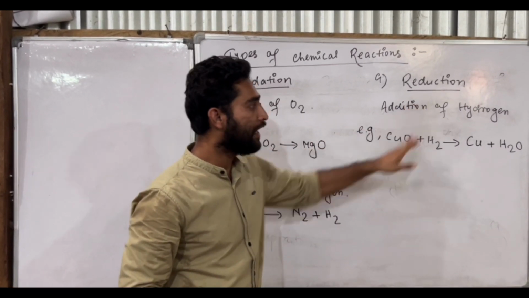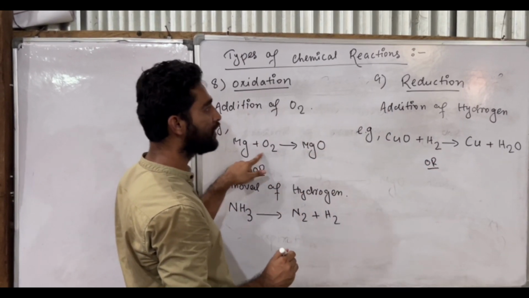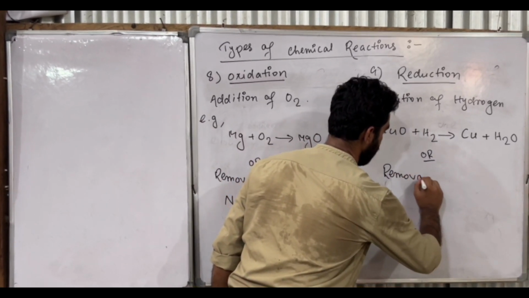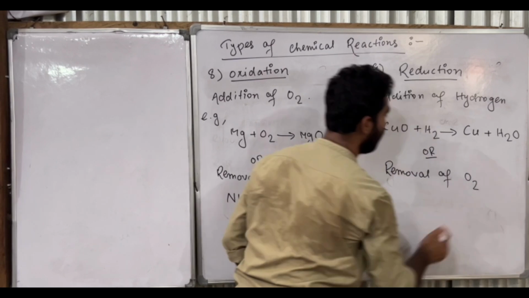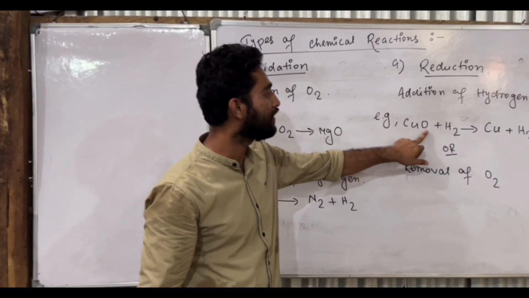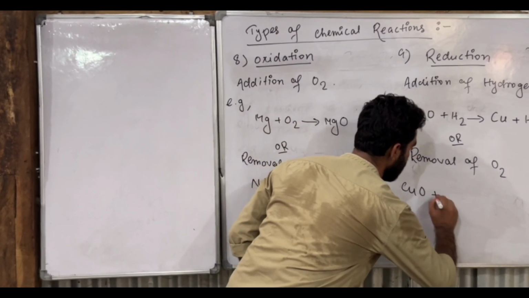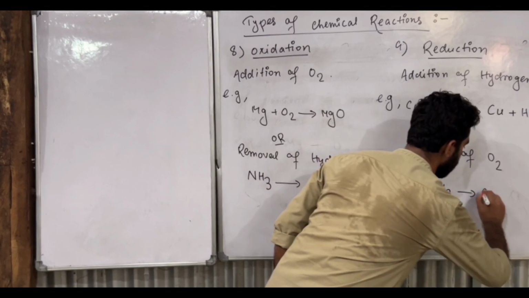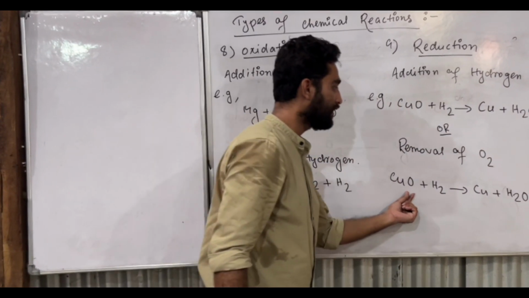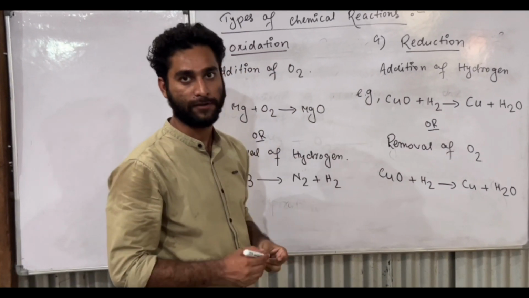And in another way, we can define reduction. Here you see, the addition of oxygen is called oxidation, the removal of oxygen is called reduction. For example, here you see, the oxygen was there before with copper. Copper oxide plus hydrogen forms copper plus water. So here you see the oxygen gets removed from the copper. So it is an example of the reduction reaction.